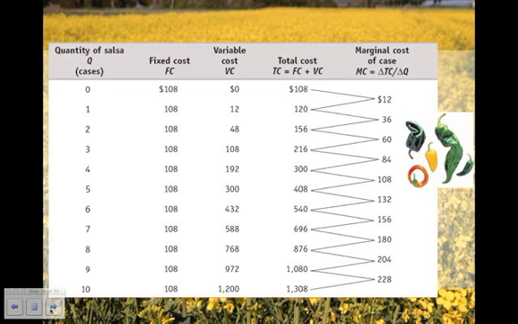But you have fixed plus variable equals your total cost. So you have your total cost. Well, what's the marginal cost? That's looking at going, again, from 0 to 1 or 1 to 2. So these are the number of salsa cases that they could be producing.